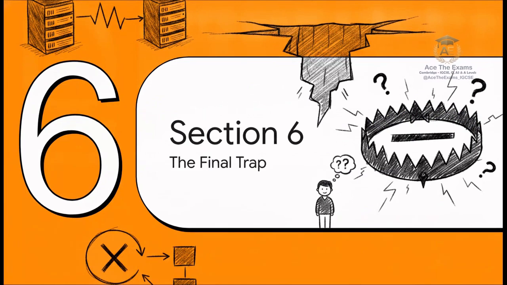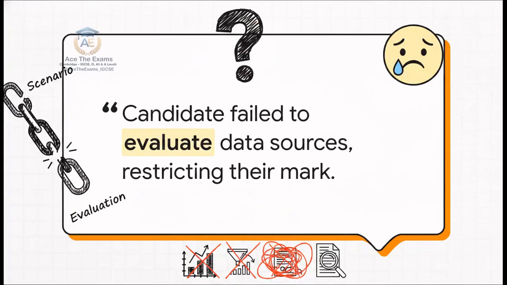Section 6, the diagnostic cliffhanger. So, we've solved the context problem. But there is one final, hidden trap that entirely dictates your mark band. Just imagine doing all that hard work. You anchored your scenario perfectly. You used the PLJ framework. You were incredibly specific, only to open your results and be hit with this brutal examiner feedback. The candidate demonstrated excellent scenario understanding, but ultimately failed to evaluate the data sources, restricting their mark.